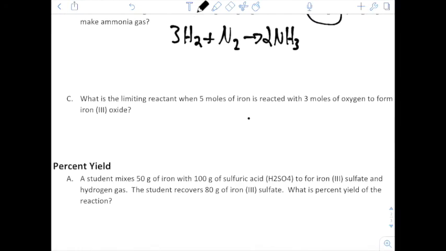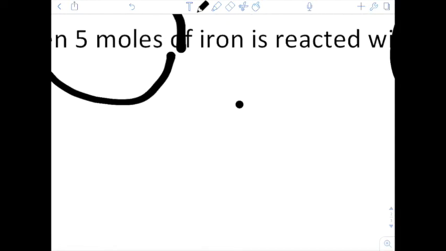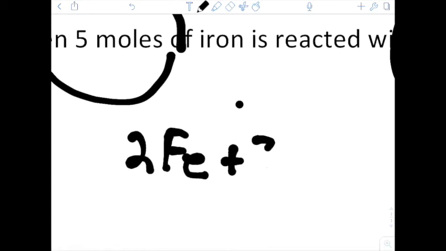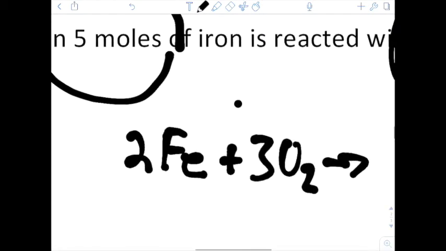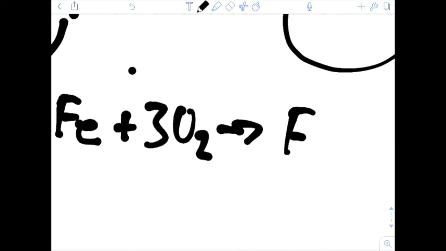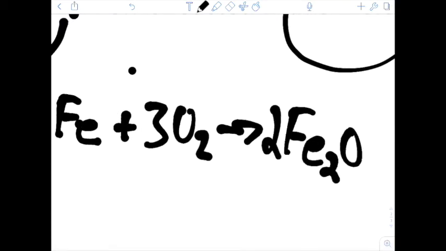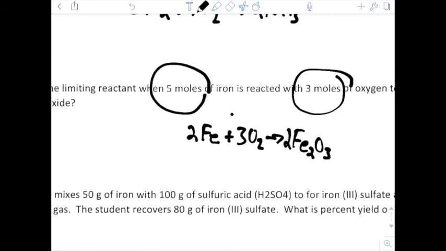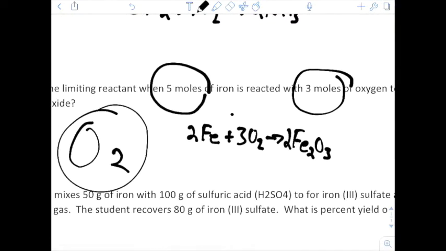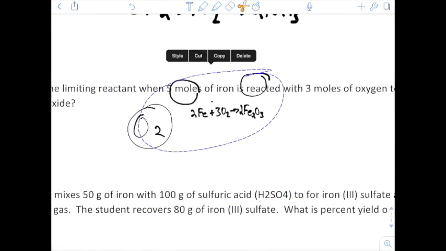And then lastly, for this one, we're making it a little bit easier. We're only doing moles here, so you don't have to convert to moles. It's already in moles. So just look at how many reactions can come from that. Your balanced chemical equation for this is going to be 2Fe plus 3O2 produces Fe2O3. And what you should get for your answer is that O2 is the limiting reactant. Go ahead and try that out and see if you can get that one.